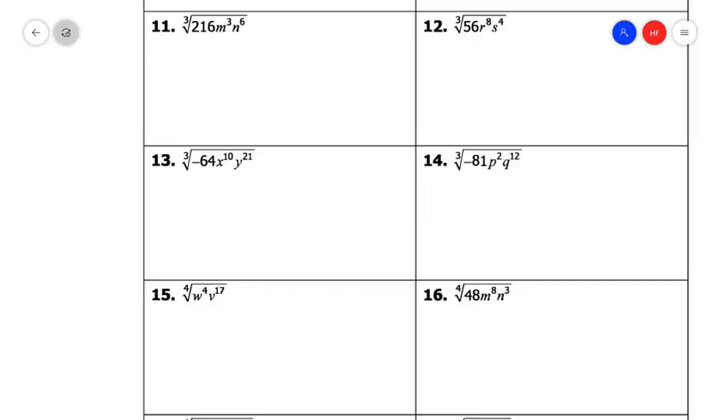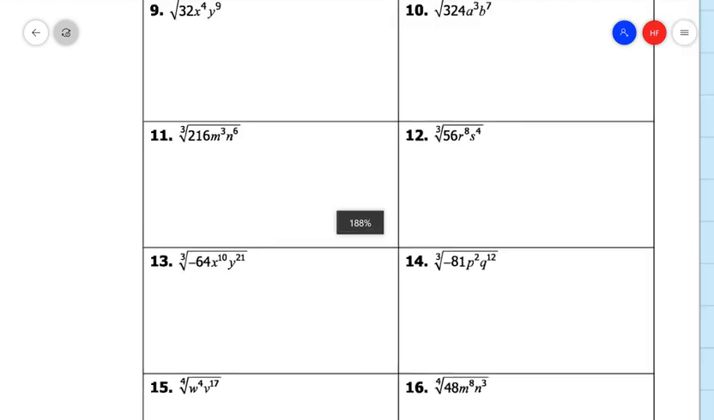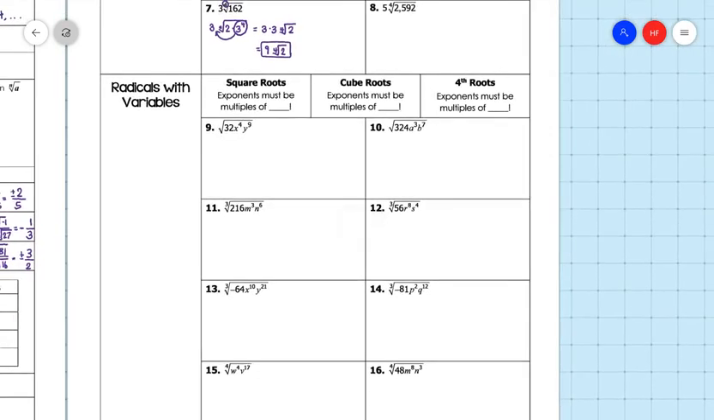Then when we work with variables, square roots, they're going to be multiples of 2, the exponents on them. If the exponent is not a multiple of 2, then we're going to either have everything left over or something still left over. Cube roots have to be multiples of 3, and 4th roots have to be multiples of 4.